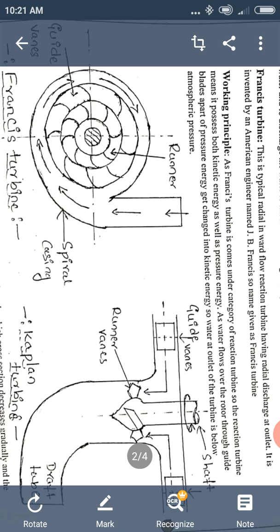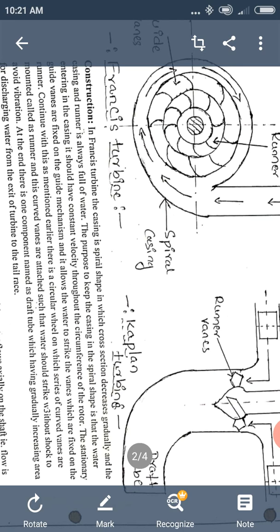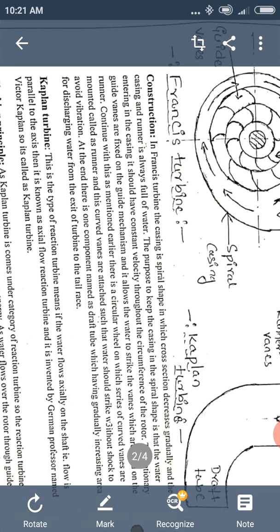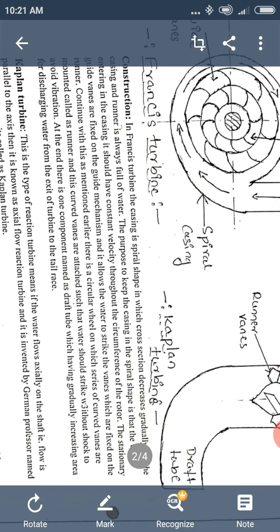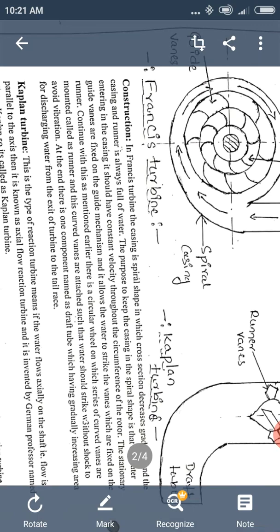So here the water flows through the stationary guide vanes and through the runner, and the pressure energy gets converted to kinetic energy, and that energy is supplied to the shaft to generate electricity. So in the Francis turbine, the casing is a spiral in which the cross-section area gradually decreases, and the casing and the runner are always full of water. The purpose of the spiral is that the water entering the casing should have constant velocity throughout the circumference of the rotor.